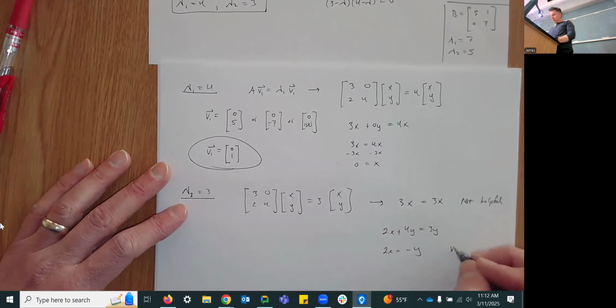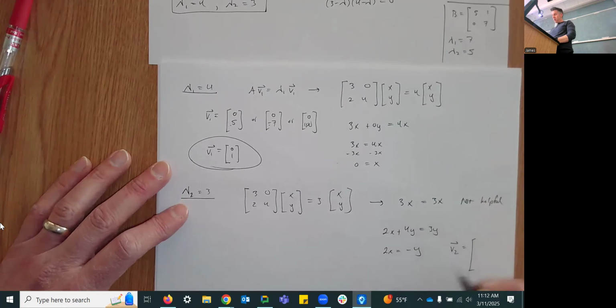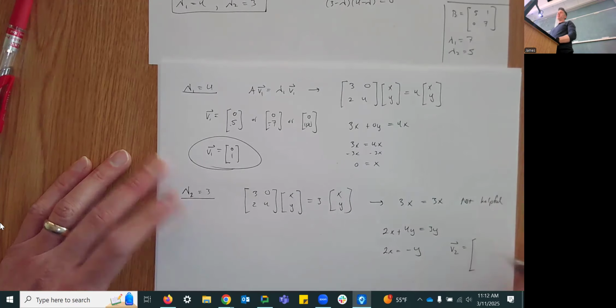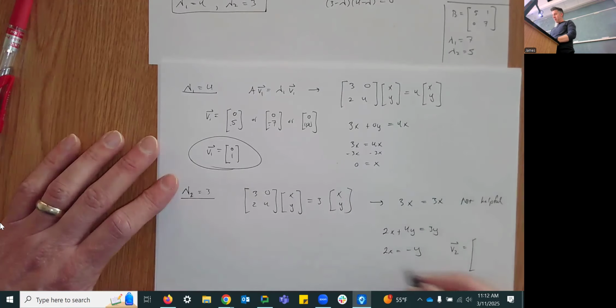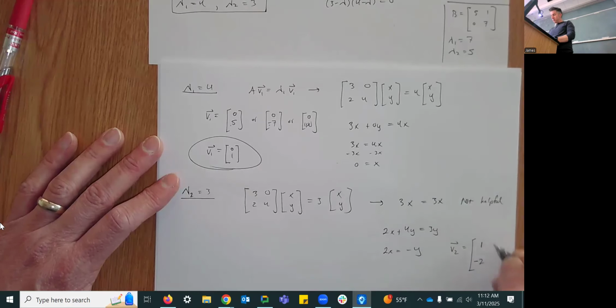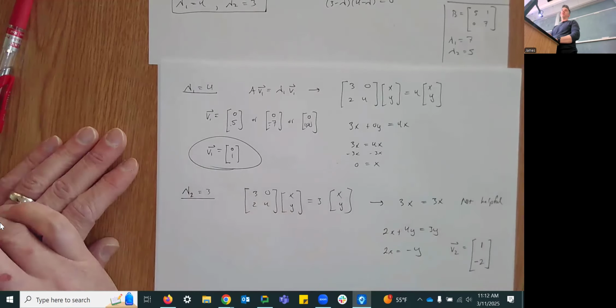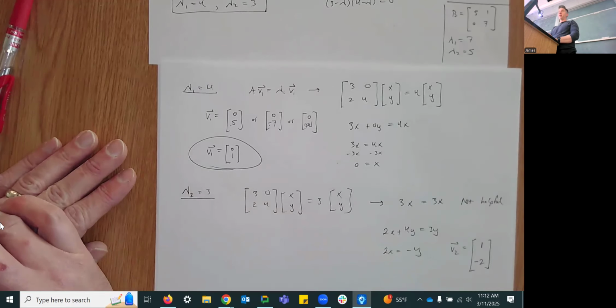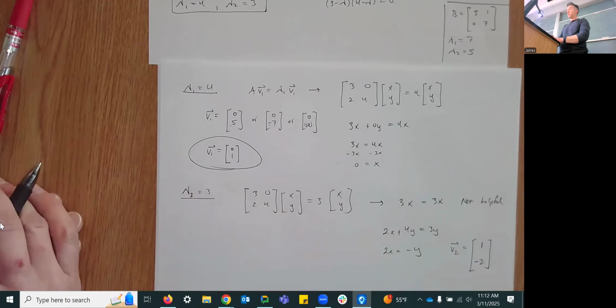And so then I can say that my eigenvector is going to be, well, I like to make the x part positive personally. So instead of saying x is negative 1, I'm going to say x is positive 1 and y is negative 2. That's just a personal preference, though. You could have easily said negative 1, positive 2, and still gotten an eigenvector.